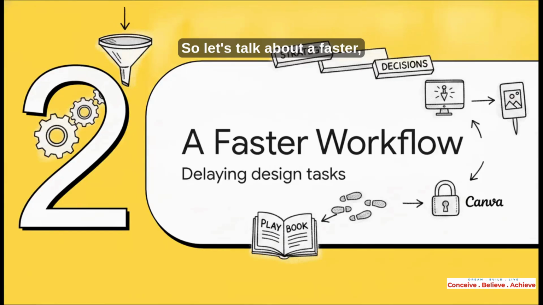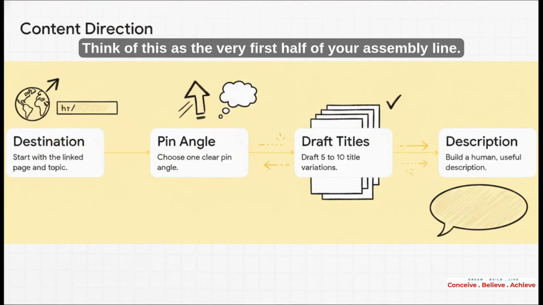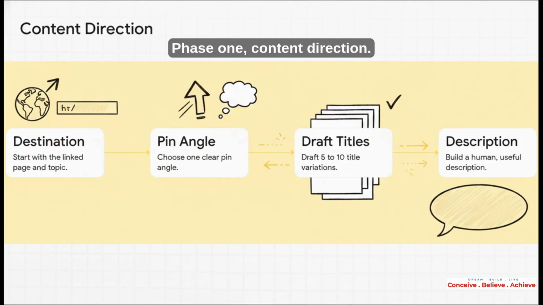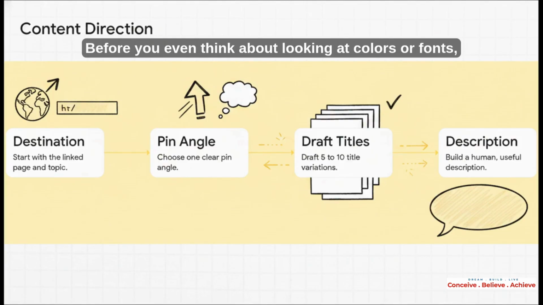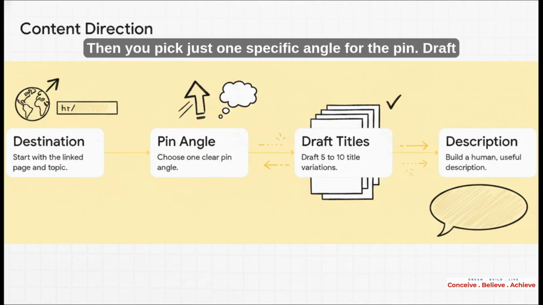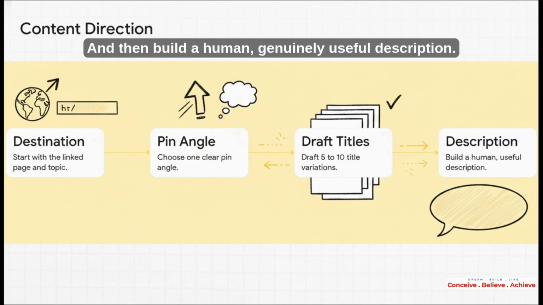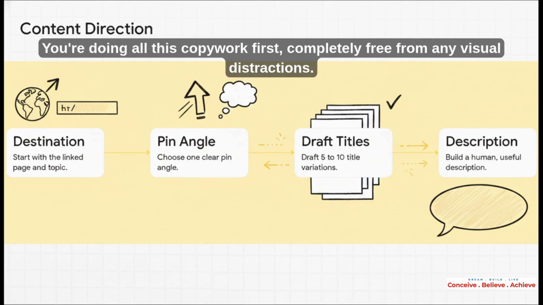So let's talk about a faster, step-by-step workflow, delaying your design until the direction is perfectly clear. Think of this as the very first half of your assembly line. Phase 1, content direction. Before you even think about looking at colors or fonts, you nail down the exact destination page and its main topic. Then you pick just one specific angle for the pin. Draft about 5 to 10 title variations to find the absolute strongest one, and then build a human, genuinely useful description. You're doing all this copy work first, completely free from any visual distractions.